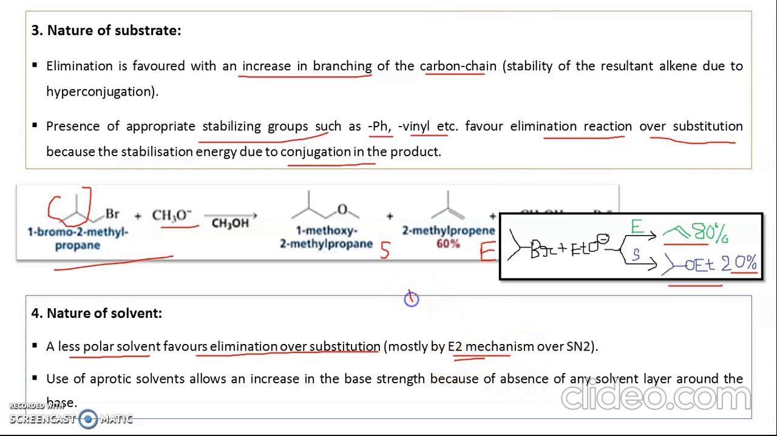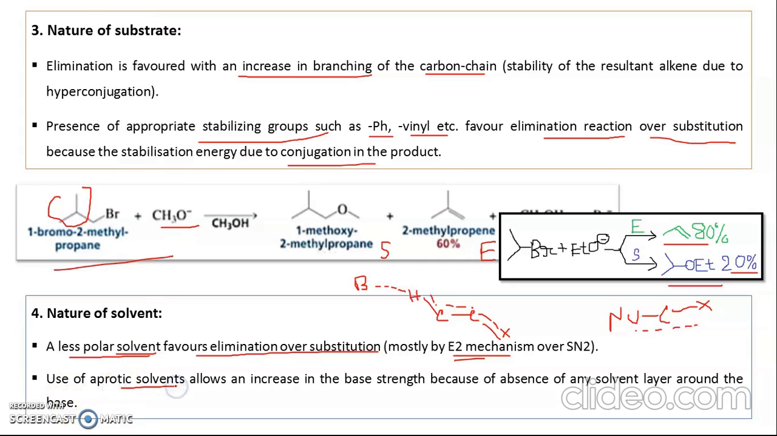Why? Because if you compare E2 with SN2, in case of E2 it is a 4 center mechanism. That is, the charge is dispersed in the transition state over 4 atoms. But in case of SN2, your nucleophile is approaching the carbon which is containing the leaving group. This is actually 3 center. Okay, actually I should also write the base here, that is approaching. So if you compare the transition state of E2 and the transition state of SN2, obviously the charge is more dispersed in case of E2 compared to SN2. So that is why if the polarity of the solvent is less, that will favor E2 mechanism over SN2.